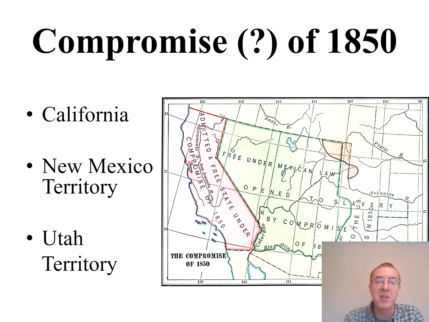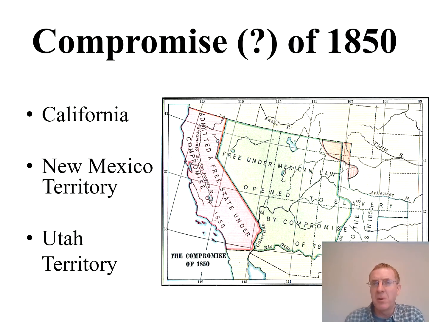They wanted California to come in as one single free state. Now, there's also New Mexico and Utah. Those are other territories also acquired from Mexico. And, well, what do we do about them? Are they going to be open to slavery? So these are all issues that we're going to have to talk about, and this is going to be settled by the so-called Compromise of 1850.